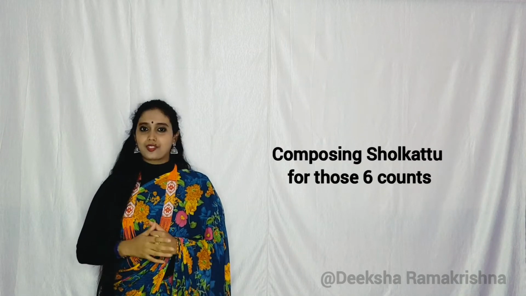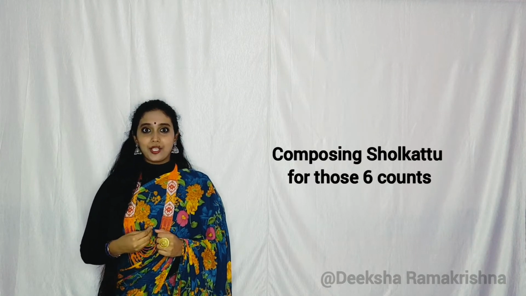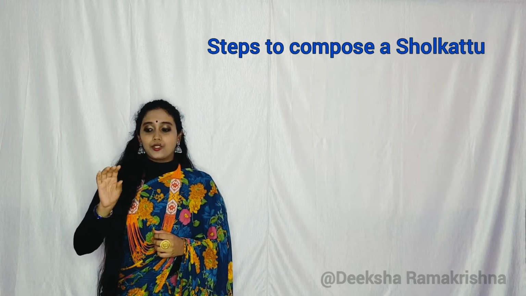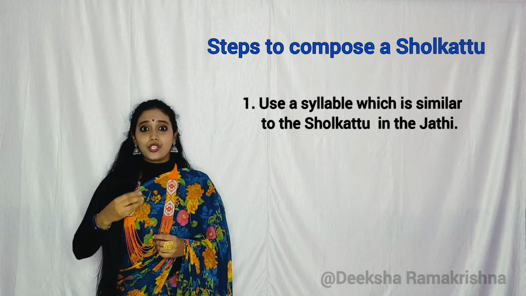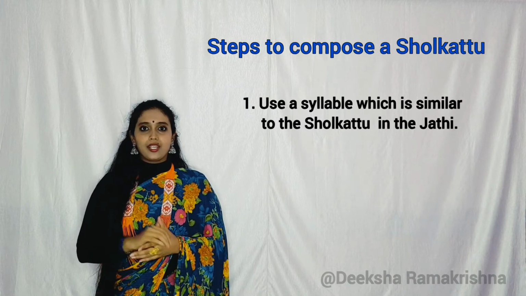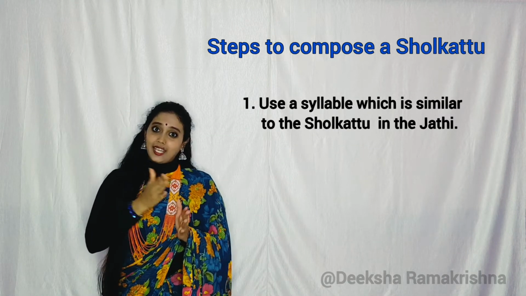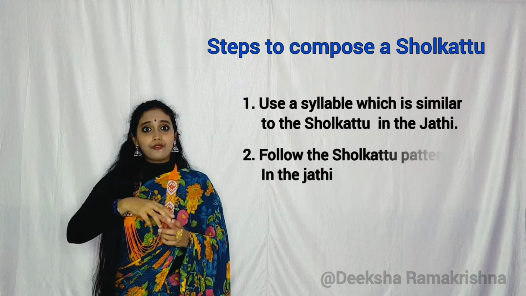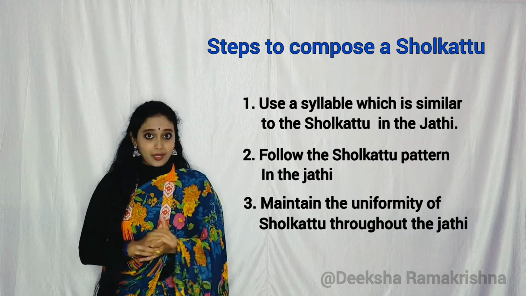Now let's include Sholkattu for those 6 counts. Now including this Sholkattu, it will take some time for you to understand because we can't simply use any other random Sholkattu for this. For example, Dheenu tata dhimita hata jham takacham. So we will have to use some syllable which is similar to what we have in the Jati, right? So for example, we can't say tadeku dhaneku tadeku dhaneku, something like this, because Dheenu tata dhimi and tadeku dhaneku are different Sholkattus, right? So we have to follow the uniformity of the Jati.